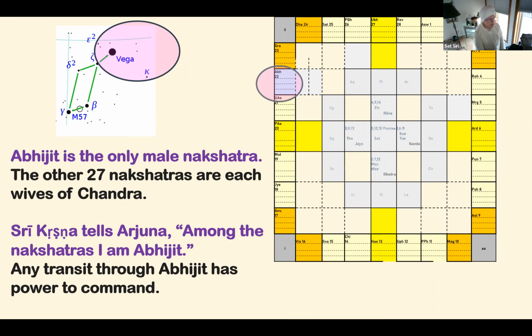And Sri Krishna tells Arjuna, among the nakshatras, I am Abhijit. So Abhijit has a power over all the other nakshatras. Any transit through Abhijit has the power to command.